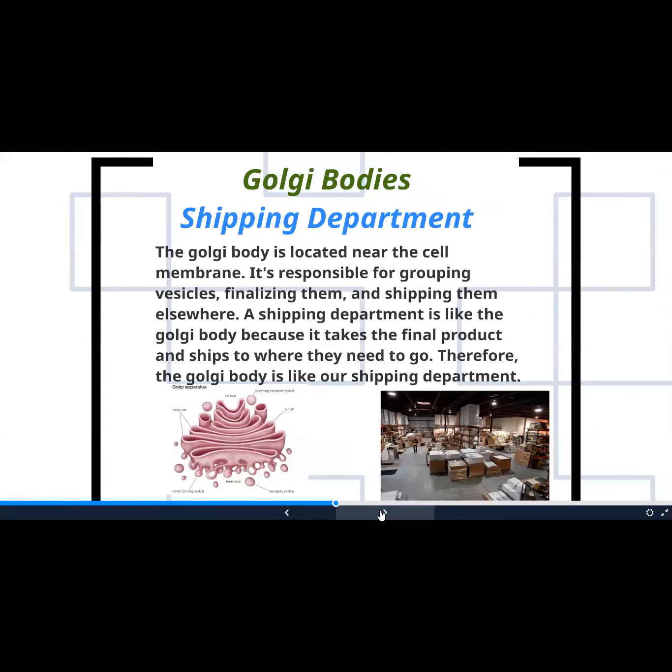And then we have the Golgi bodies. It's the shipping department. The Golgi body is located near the cell membrane. It's responsible for grouping vesicles, finalizing them, and shipping them everywhere. A shipping department is like the Golgi body because it takes the final product and ships it to where it needs to go. Therefore, the Golgi body is like our shipping department.